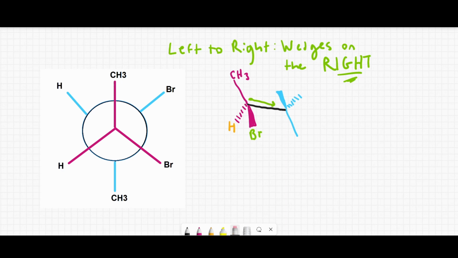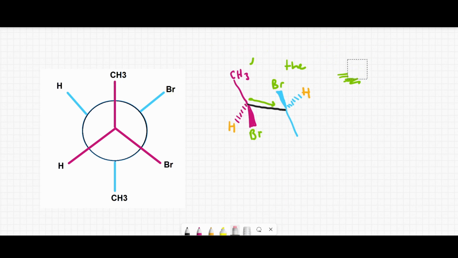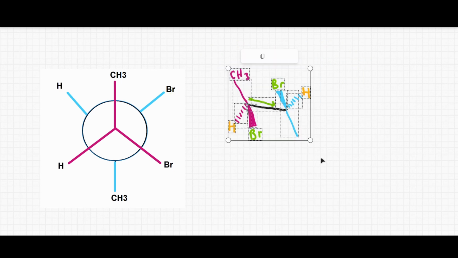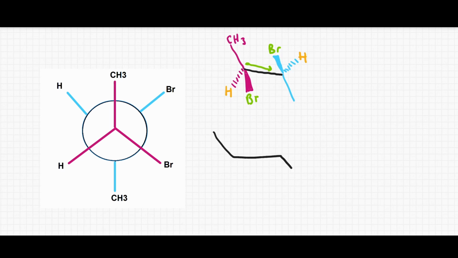Same goes for the back carbon. Left to right, wedge is on the right, so that bromine is on the right, so it must have been the wedge. And there you go. If I solved this one too fast, remember you can always watch my longer video on how to solve this type of problem.